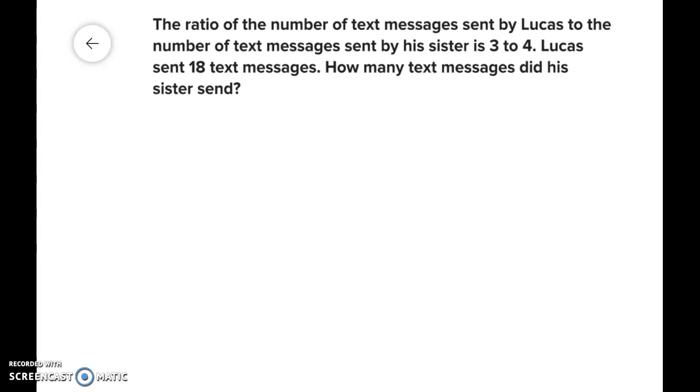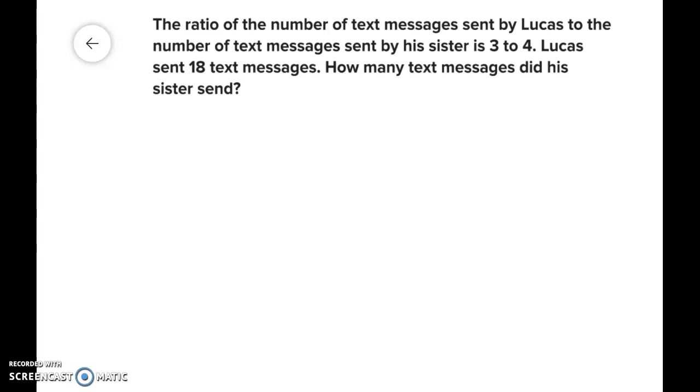So here's the question. It says, the ratio of text messages sent by Lucas to the number of text messages sent by his sister is 3 to 4. Lucas sent 18 messages. How many text messages did his sister send?